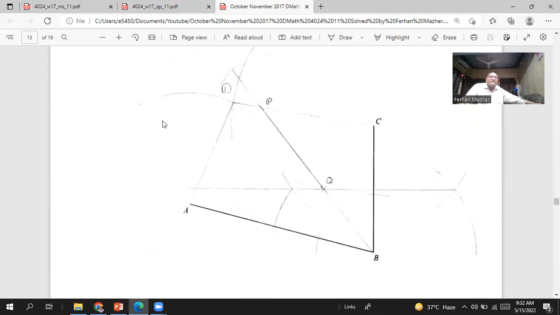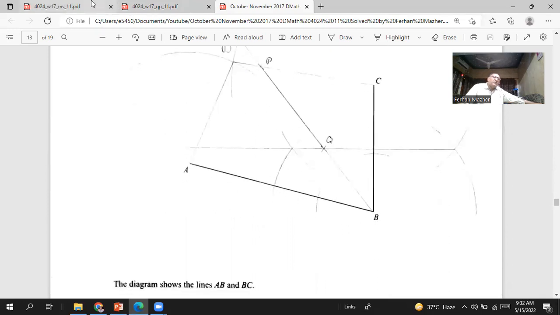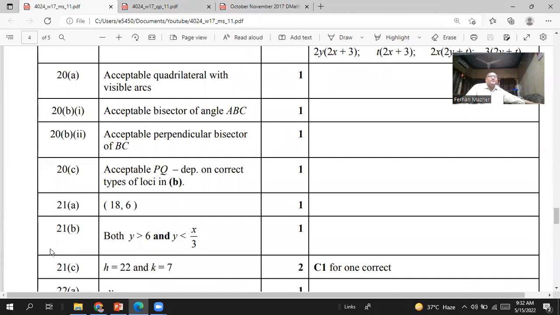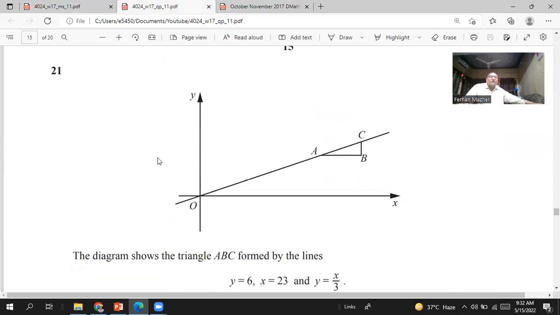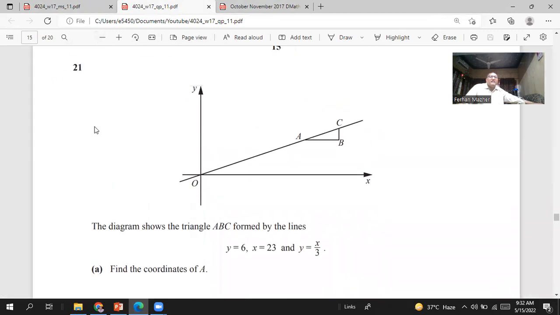So this is the diagram, P and Q. Let me show you. This is the marking scheme. We have checked it already. Our answers are good. It's a little heavy question.